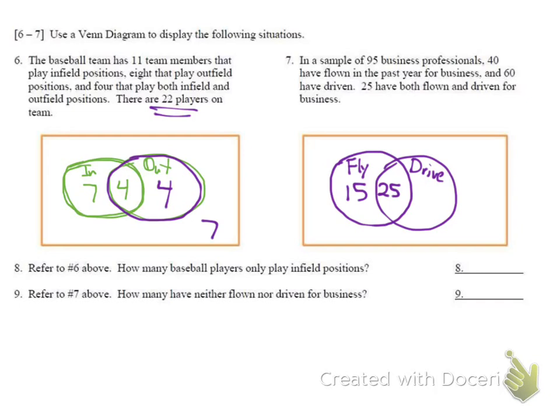Same idea with the driven. 60 total have to be accounted for. I already have 25, so that leaves 35 there. Now, we have to double check. Right now, this adds up to be 75 total.